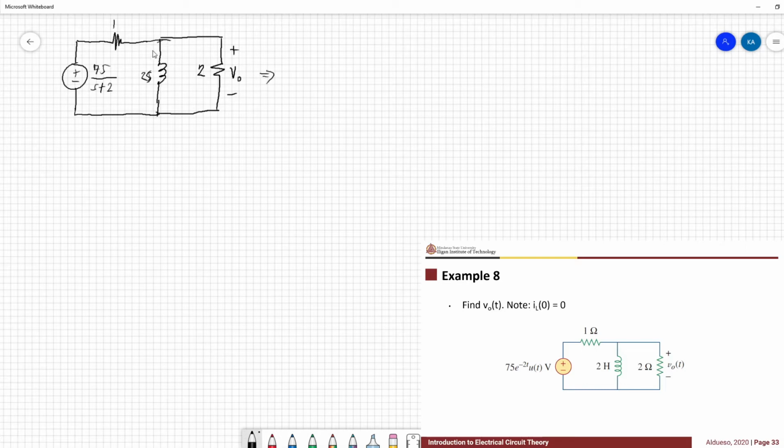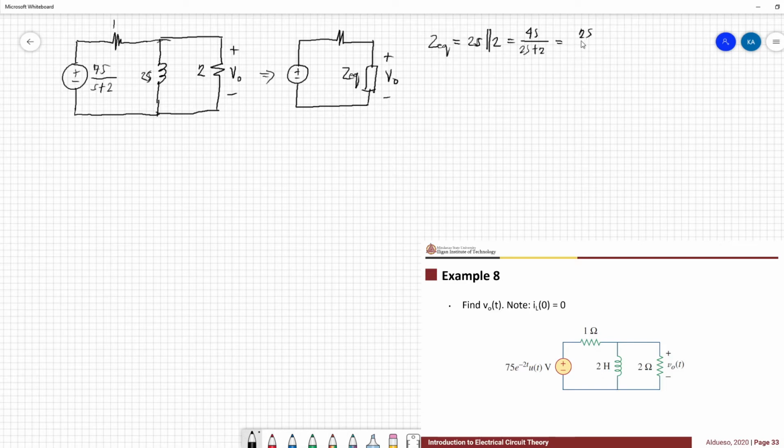Before solving, we can combine these two branches, 2S and 2, so they are connected in parallel. So Zeq is equivalent to 2S parallel with 2. So we have 4S over 2S plus 2, or equal to 2S over S plus 1.